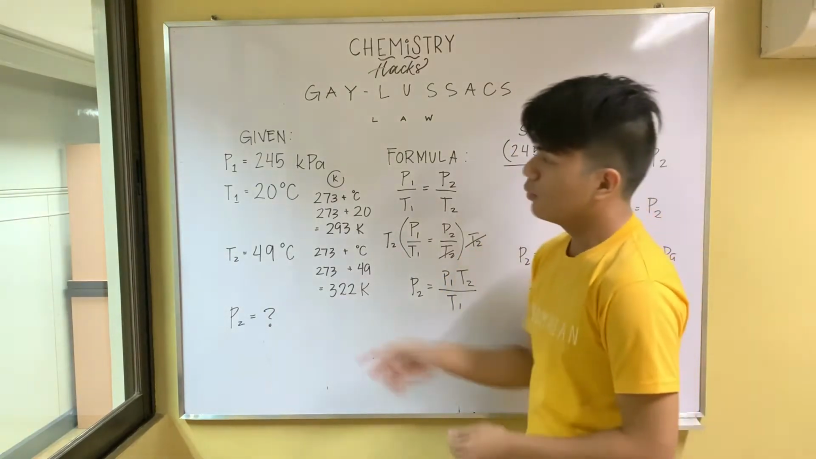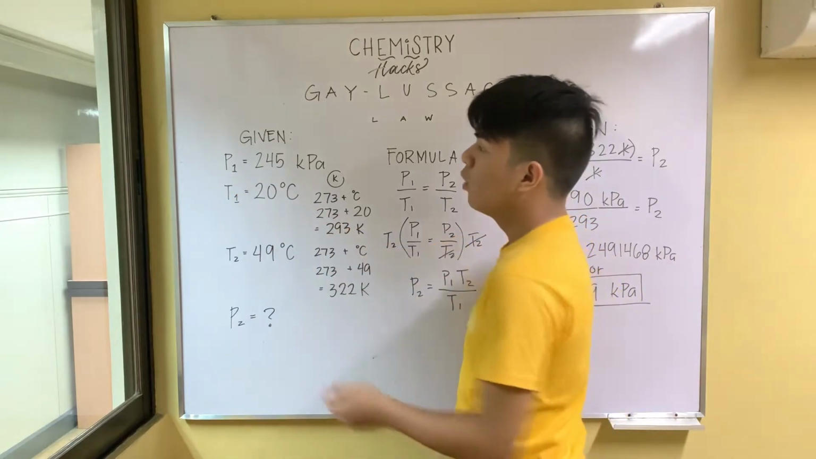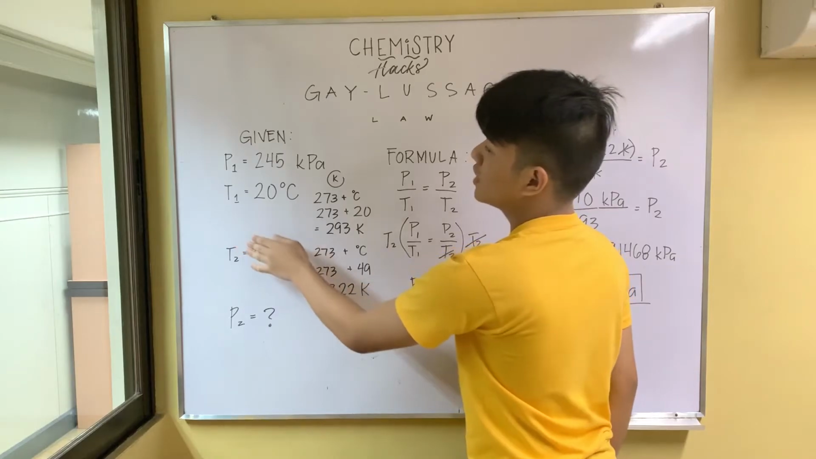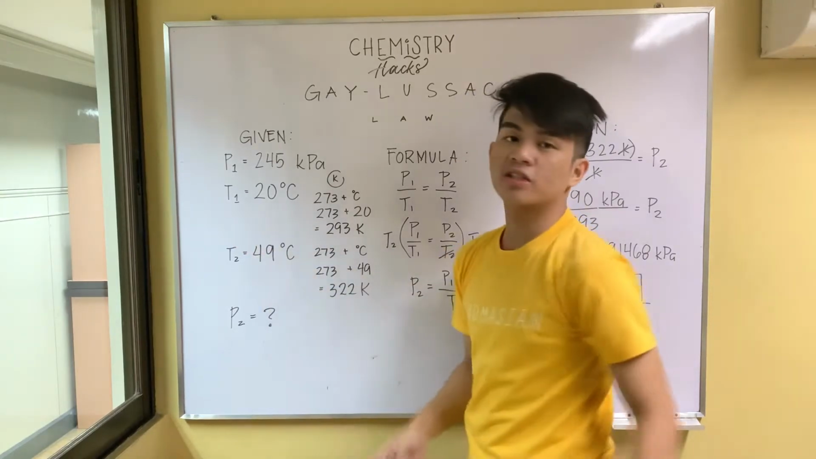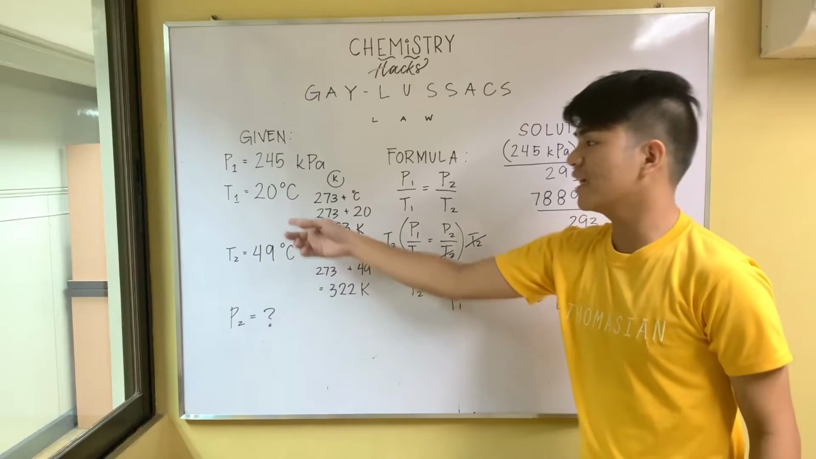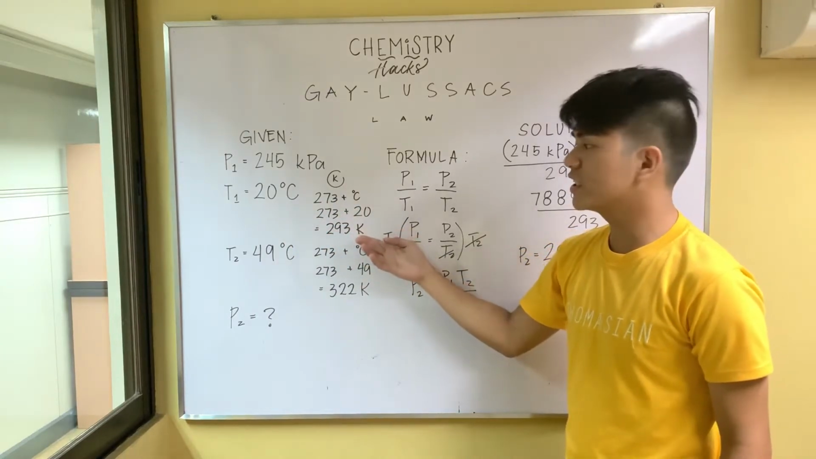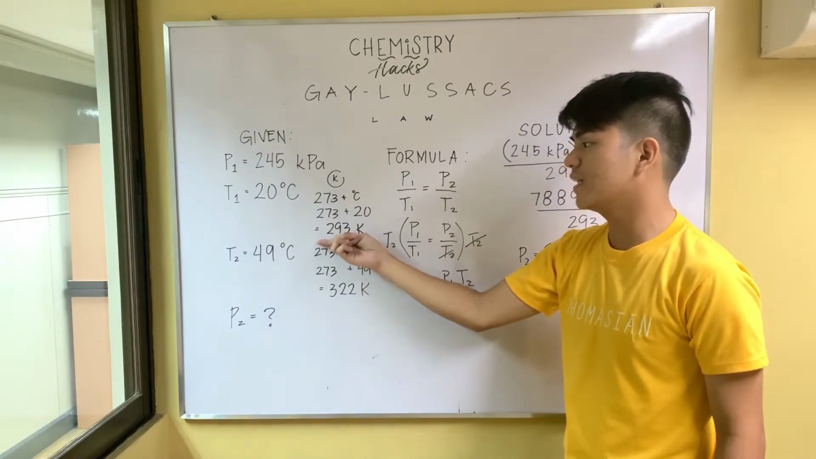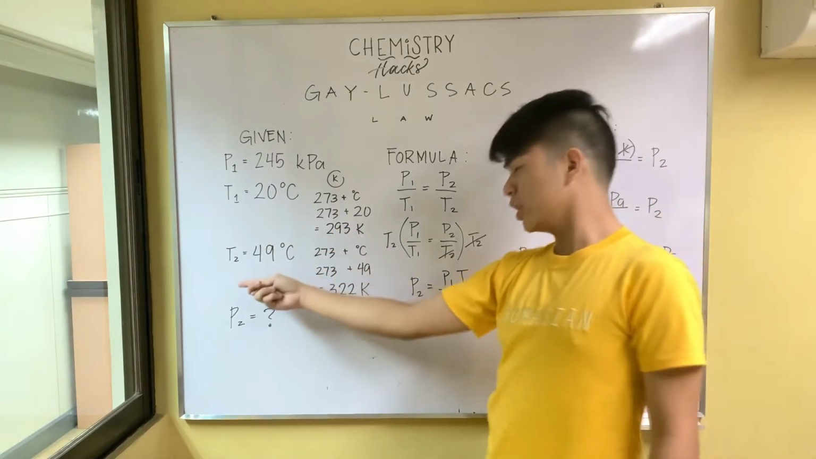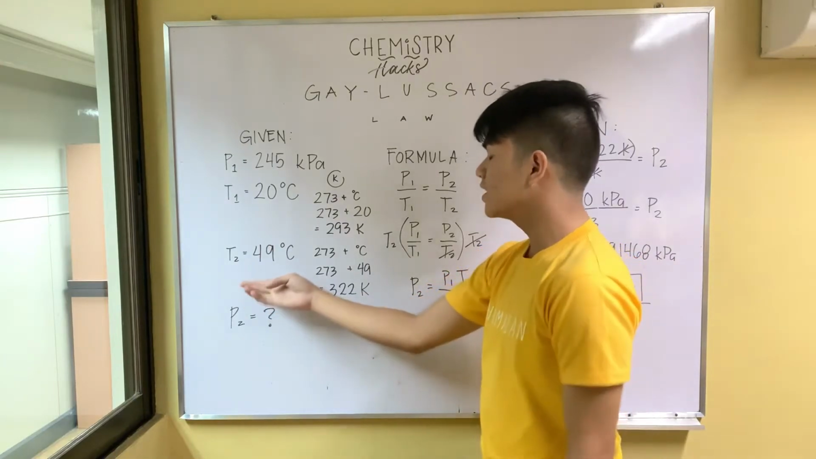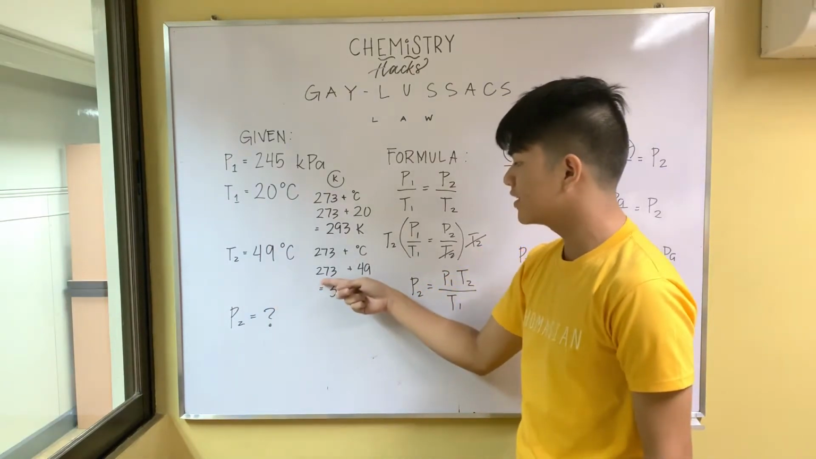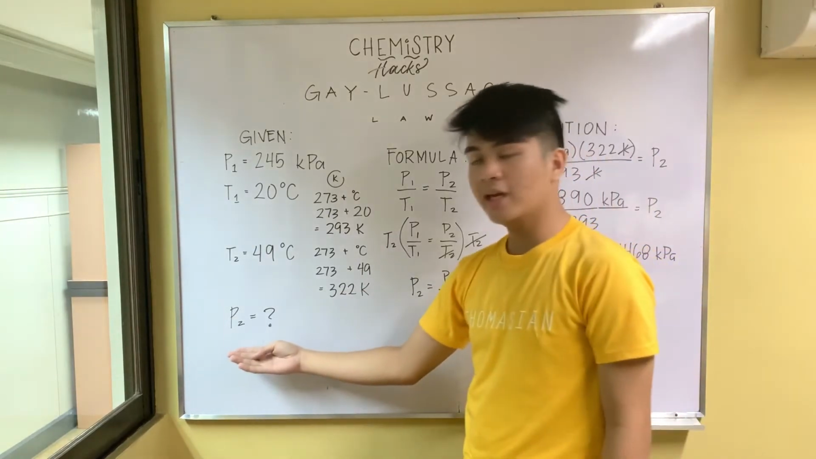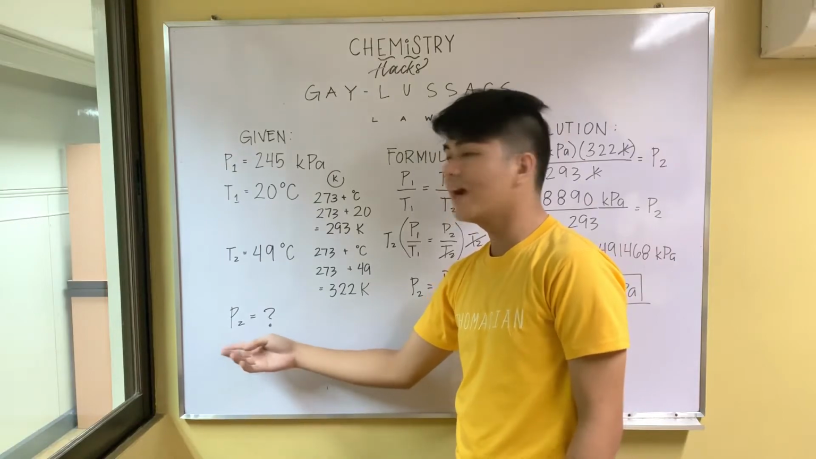So let's start. With the given, we have the initial pressure, which is 245 kilopascals, and the initial temperature, which is 20 degrees Celsius. Same concept as Charles' Law, we convert the Celsius to Kelvin. So just add 273 to 20 degrees Celsius. Here we have 293 Kelvin. Next, for temperature 2, the final temperature, it is 49 degrees Celsius. Just add 273, and here we have it, 322 Kelvin. What we are looking for is pressure 2, or the final pressure.